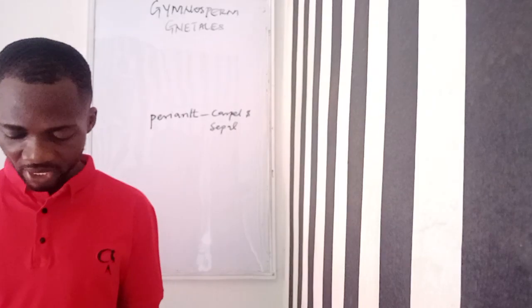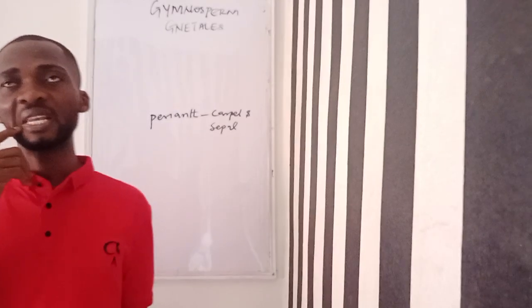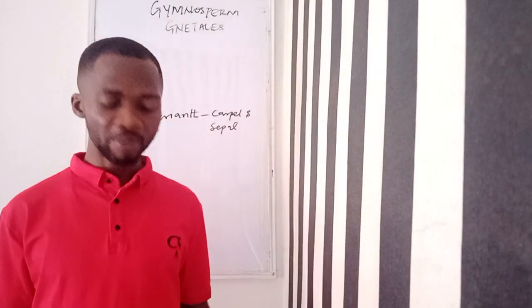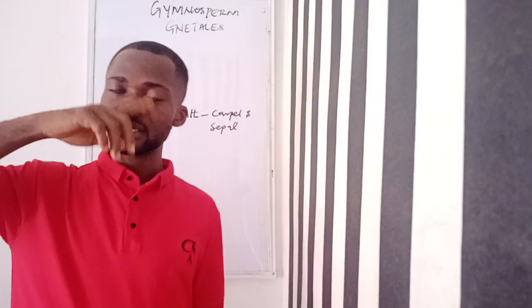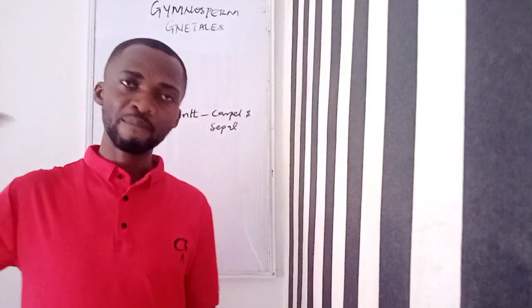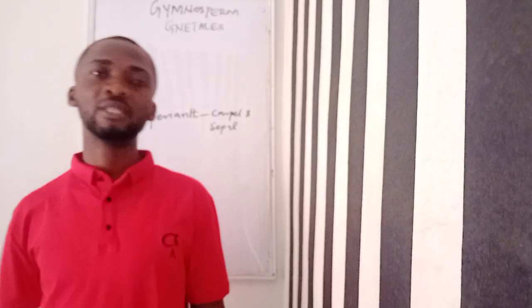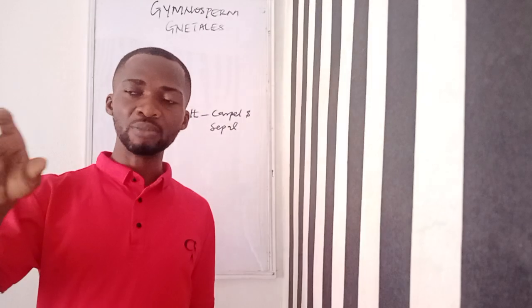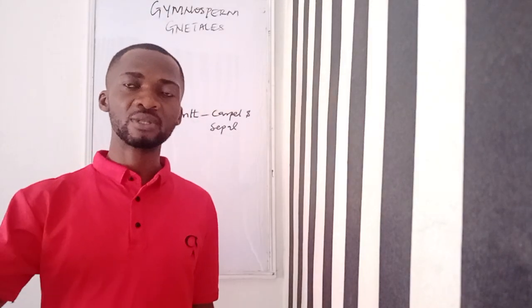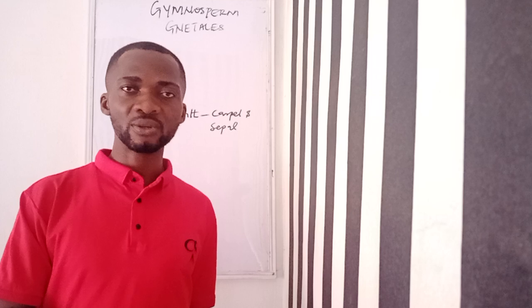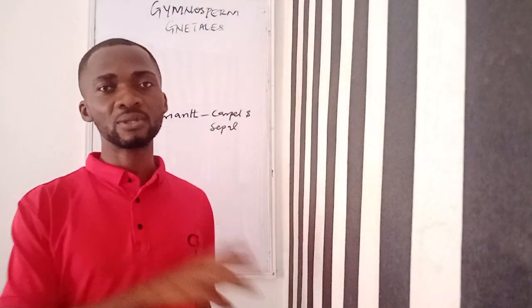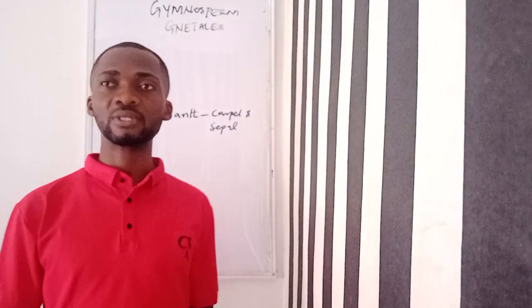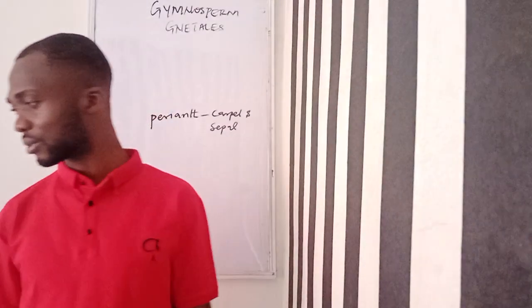Sieve tube members are structurally less specialized in gymnosperm, and companion cells are lacking. So you see less specialized sieve tube members in the case of gymnosperm. That of angiosperm is more sophisticated. Then of course you will not see companion cells at all. I mentioned that companion cells are not found in gymnosperm. They have a group of cells called albuminous cells, which function like the companion cells in angiosperm. So gymnosperm don't have companion cells. Companion cells are found in angiosperm. And I also explained the function of companion cells. They help in loading and unloading of sugar.